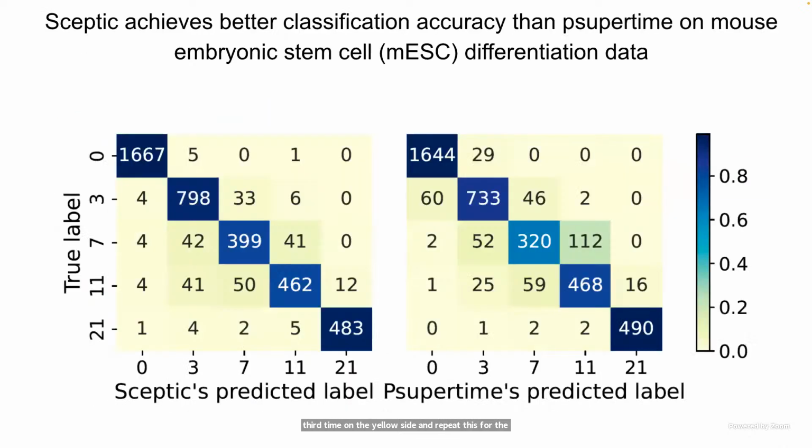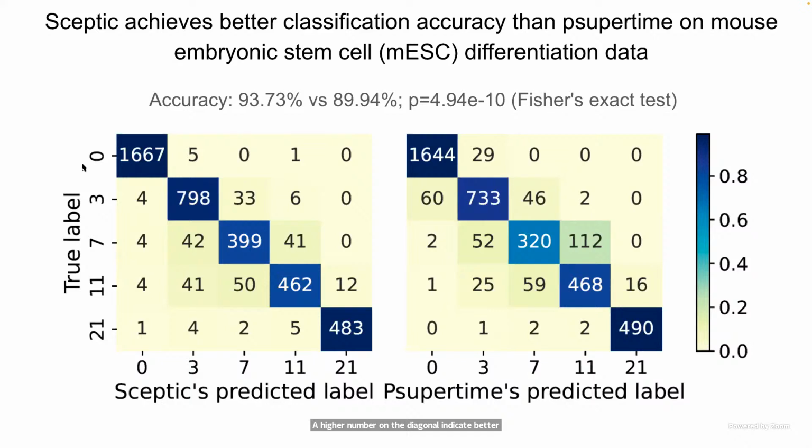We first test our model and compare with Pseudotime on mouse embryonic stem cell differentiation data. On the left is a confusion matrix for our SCEPTIC model. On the right is a confusion matrix for Pseudotime. A higher number on the diagonal indicates better performance of our classification model. In this comparison, our model achieved 94% accuracy compared with Pseudotime at slightly less than 90%.